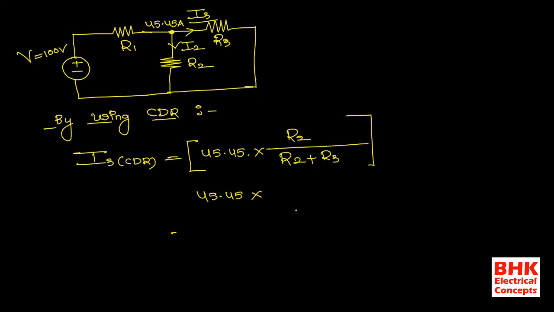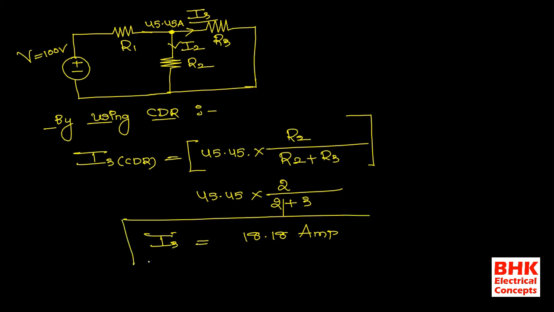So 45.45 into R2. R2 is 2 ohms, divided by R2 which is 2 ohms plus R3 which is 3 ohms. Now by simplifying, 45.45 into 2 divided by 2 plus 3, which is 5. By simplifying, you will get the value of current as 18.18 amperes. Now this is the value of I3.